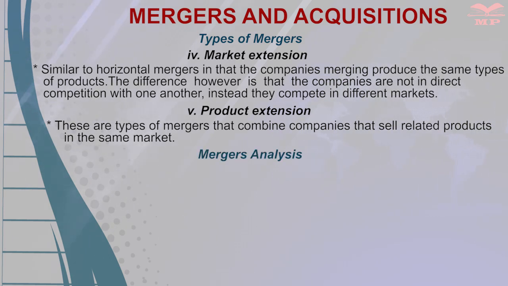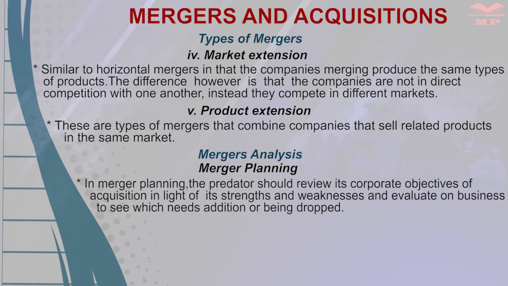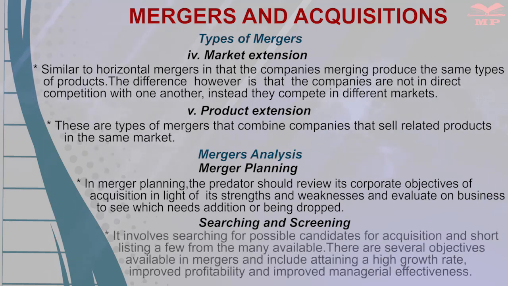In merger planning, the predator should review its corporate objectives of acquisition in light of its strengths and weaknesses. Evaluate own business to see which needs addition or being dropped. Also check the industry data on market growth rate, market shares of competition, ease of entry, intensity of capital and labor regulations.